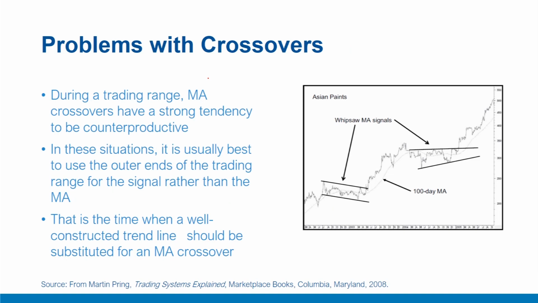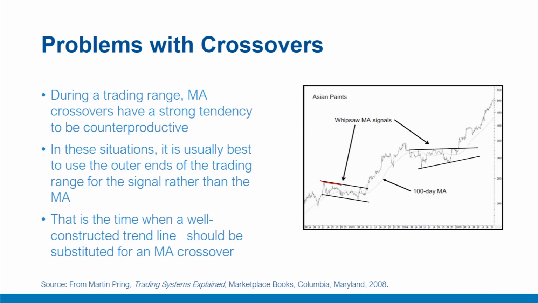Also, during a trading range, MA crossovers have a strong tendency to be counterproductive. In these situations, it is usually best to use the outer ends of the trading range for signal generation rather than the MA itself. Obviously, no one rings a bell to say that the price has entered a trading range, but after a couple of whipsaw signals, it becomes apparent. That is the time when a well-constructed trend line for the trading range should be substituted for the MA crossover.